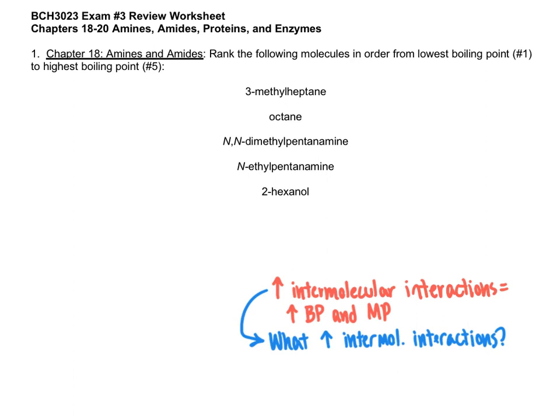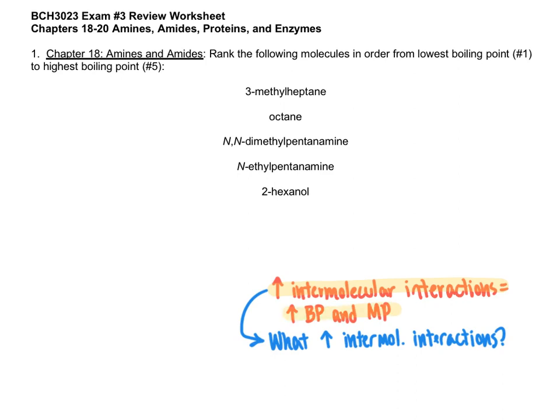So our first question here deals with ranking the following molecules in order from the lowest boiling point to the highest boiling point. In order to answer this question, we have to think about what is going to drive the boiling points of molecules. The main thing that's going to drive the boiling points of different types of molecules is going to be intermolecular interactions. That is the attraction of one molecule in a container for other molecules in the container. And the greater those intermolecular attractions are, the higher the boiling point of the substance is going to be, and the higher the melting point of that substance as well.